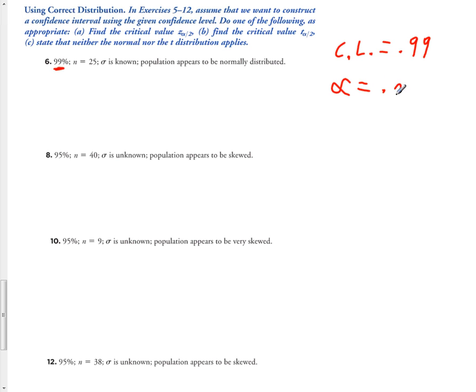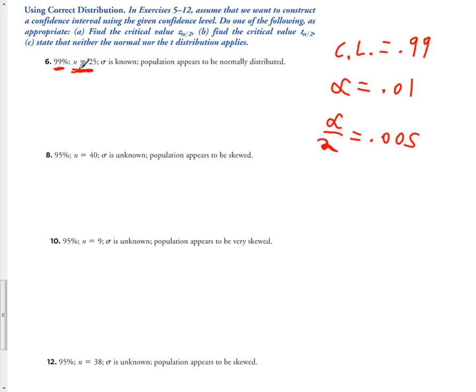So that's 0.01, which means we also know alpha over 2. So we're looking for either the Z of alpha over 2 or the T of alpha over 2, or maybe neither one. But alpha over 2 in this case is going to be 0.005. So right there, just by being given the confidence level, we can assume all of those things. And it says it's 25. So I have the sample size is 25.